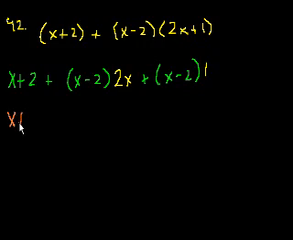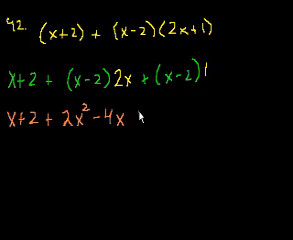So this is x plus 2 plus, let's distribute the 2x times each of these. 2x times x is 2x squared. 2x times minus 2 is minus 4x. Plus, well, we're distributing a 1, and 1 times anything is just itself. So plus x minus 2.